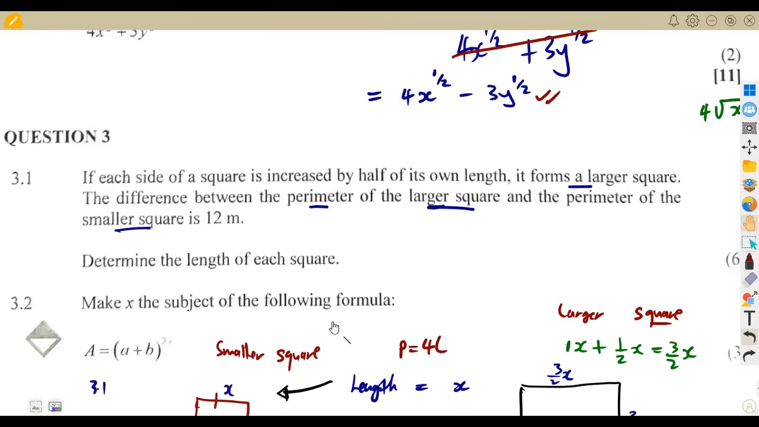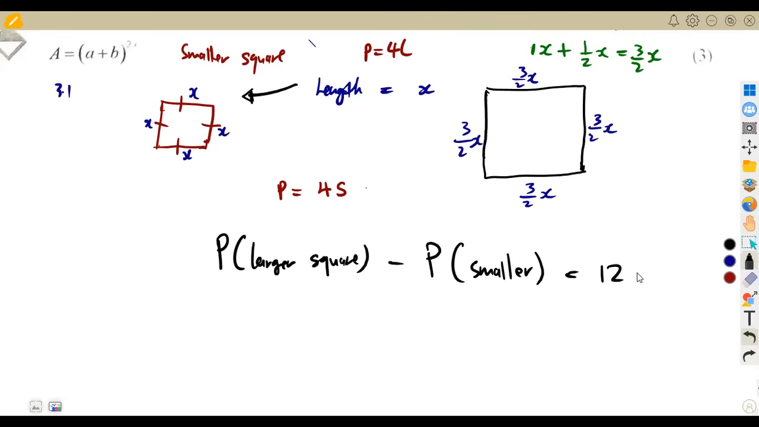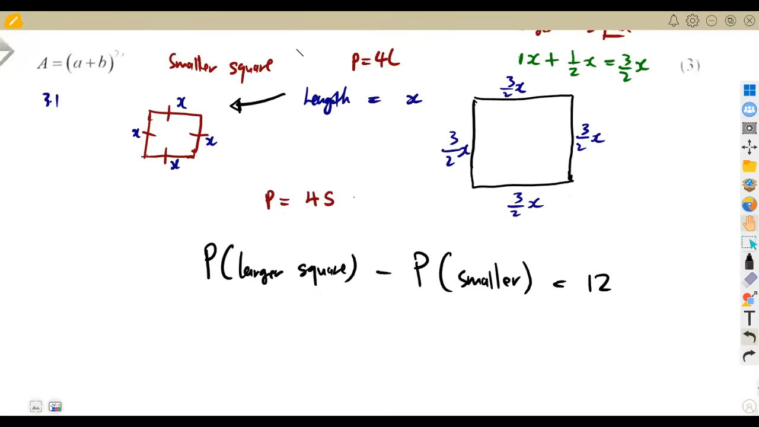Given that their perimeters have a difference of 12 meters, it means the perimeter of the larger square minus the perimeter of the smaller square must be equal to 12 meters. Like I said, perimeter simply means 4 times the length, or 4 times the side. So from the larger one, it is going to be 4 times 3 over 2x, minus the perimeter of the smaller one, which is 4 times the side, which is x. This must give us 12.